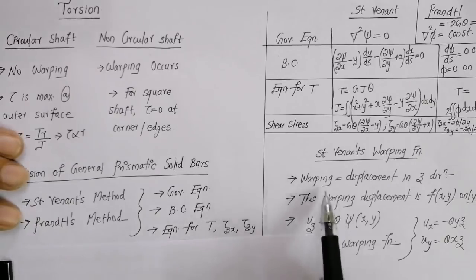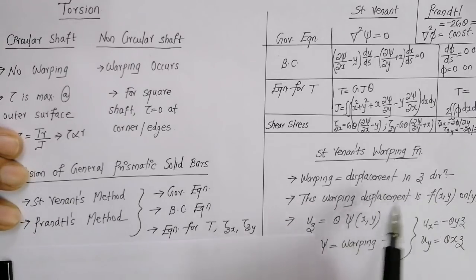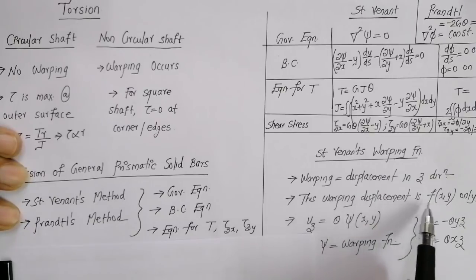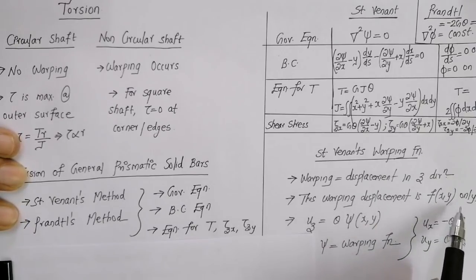So let us look at the points. Warping is displacement in the z direction. This warping displacement is a function of x and y only. It is independent of the z axis. So it is a function of x and y alone.